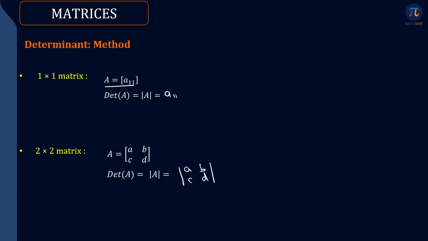We read it as det A, and determinant is given by A into D minus B into C, that is AD minus BC. For example, if you are having a matrix say 4 3, 6 2, what is the determinant, sir? 4 into 2 minus 6 into 3. 4 2s are 8, minus 6 3s are 18, it is minus 10. Some people have doubt whether determinant can be negative. Yes, it can be negative, no problem.